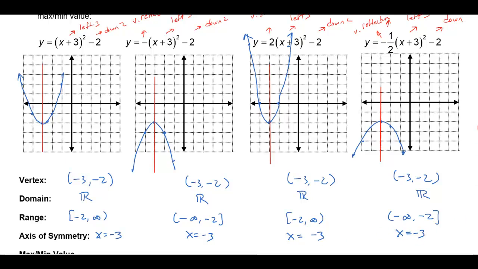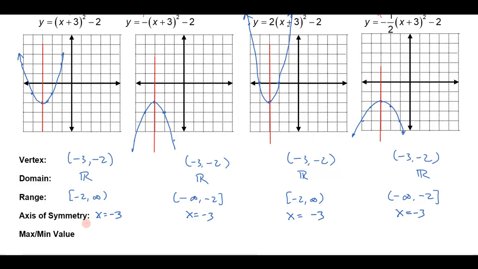And then one other thing to notice is that each of these has either a maximum or a minimum value. If the parabola is opening upwards because this number right here is positive, then there's going to be a minimum value. So in this first one, there's a minimum value of negative 2 at x equals negative 3.